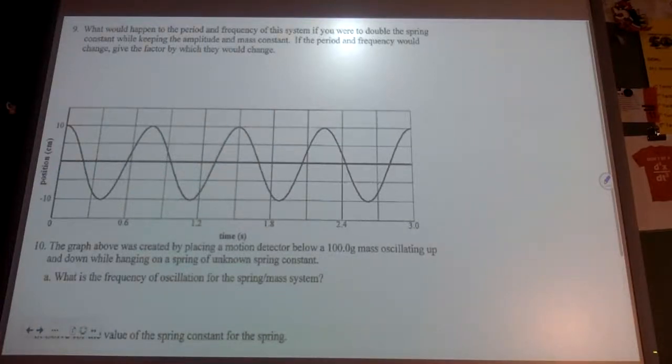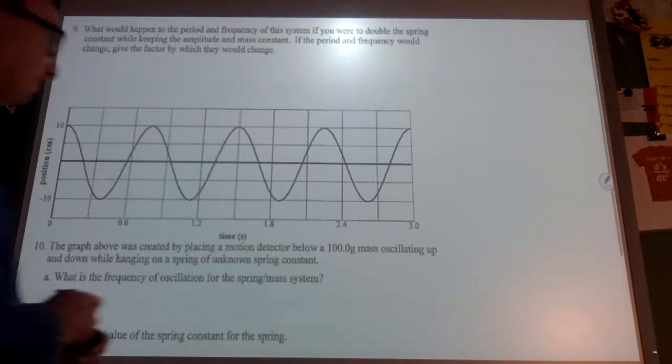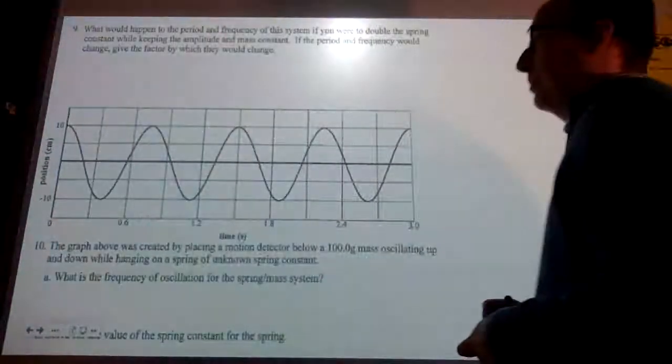All right, so the graph above was created by placing a motion detector below a 100-gram mass oscillating up and down while hanging on a spring of unknown spring constant. What is the frequency of oscillation for this mass spring system?